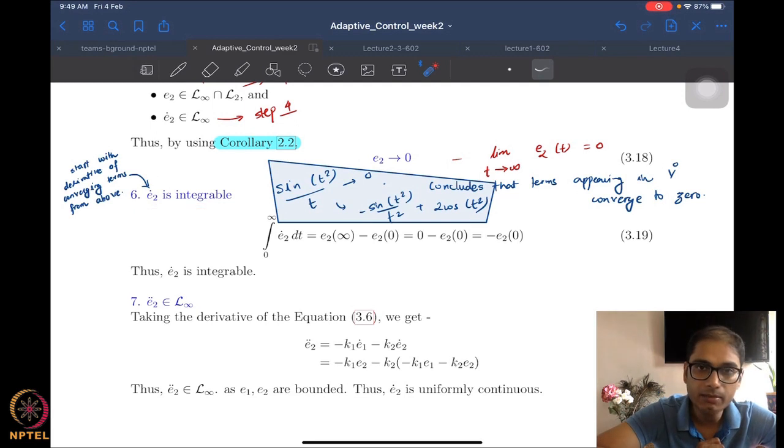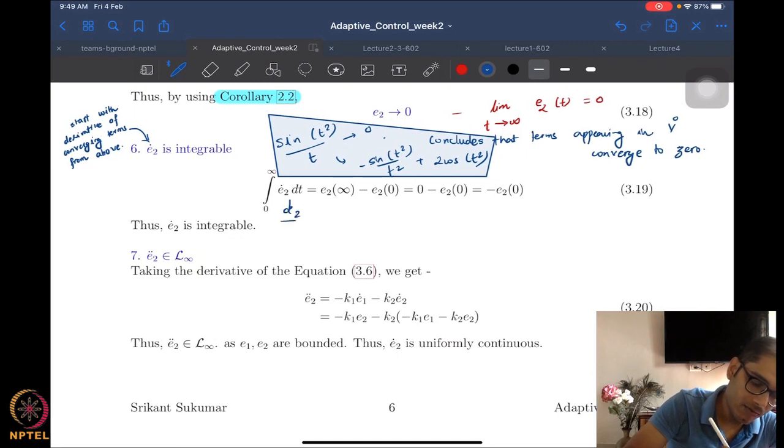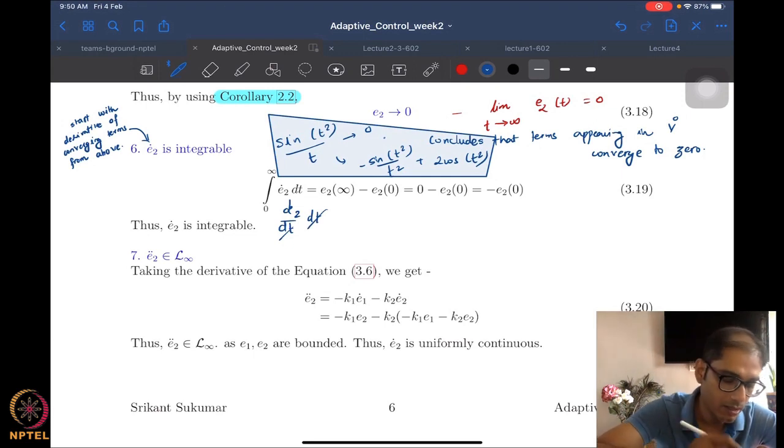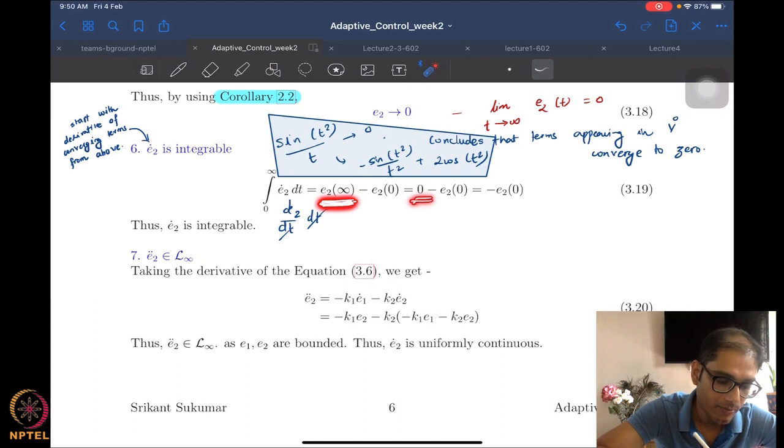We show that E2 dot is integrable. How do we conclude this? Simply by integrating it. If I take this integral, it's the same idea as before. This is dE2 by dt times dt, so it is just the integral of dE2, which is essentially E2 at infinity minus E2 at zero. And why was this possible? This is possible because E2 at infinity is nothing but zero. It is the limit of E2 as t goes to infinity, and that's zero by the previous step.